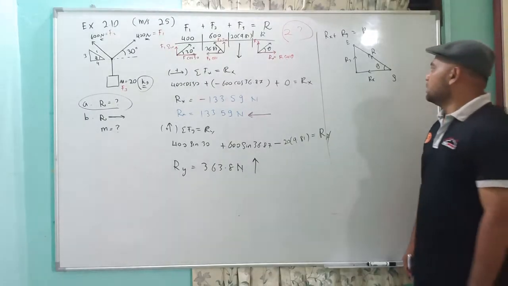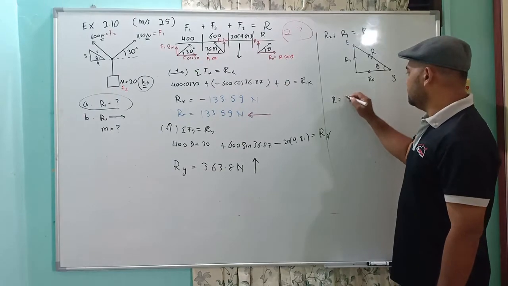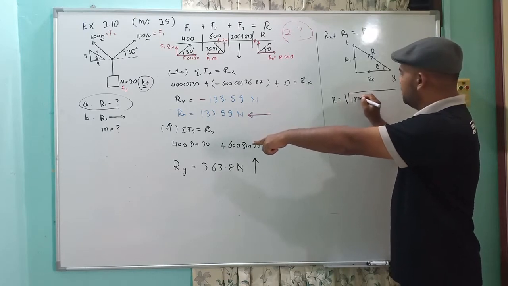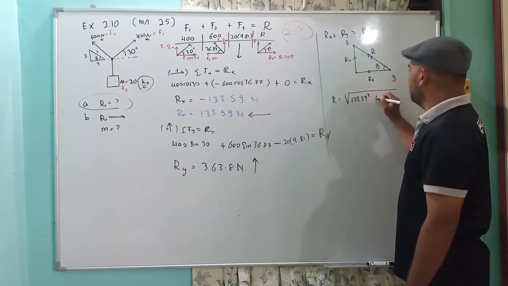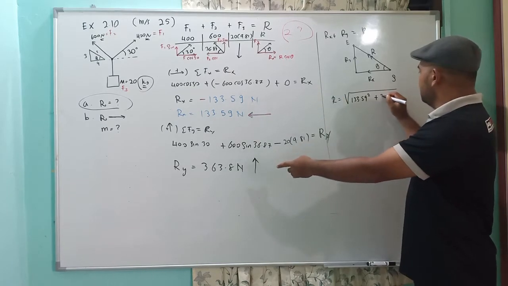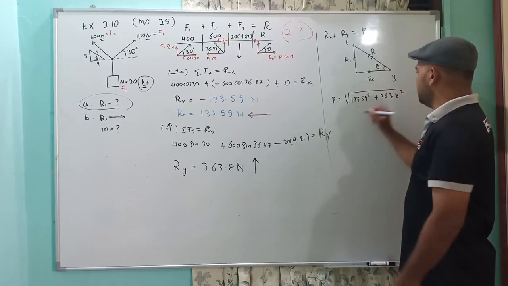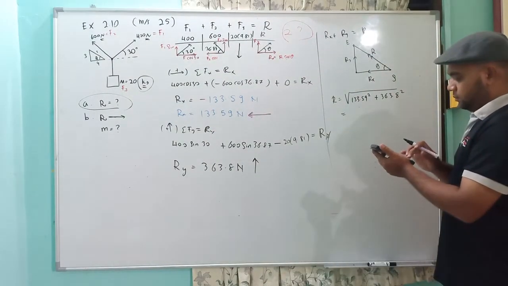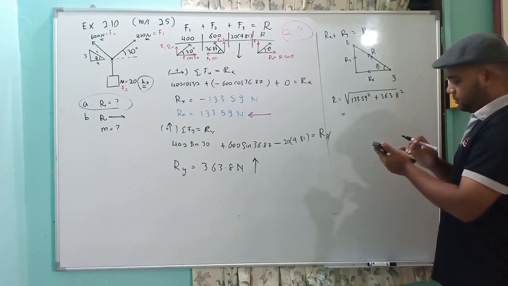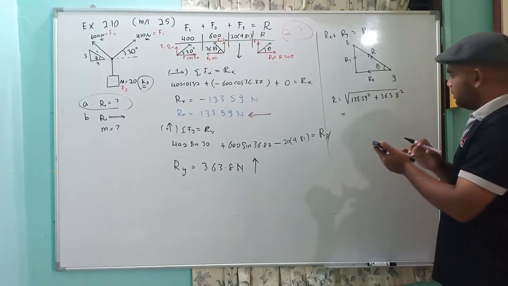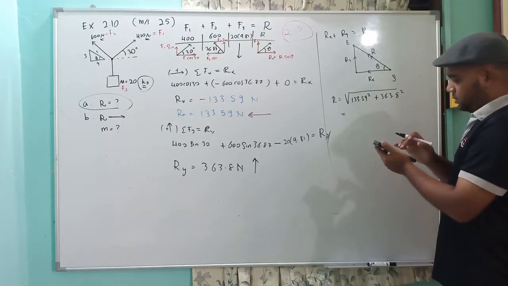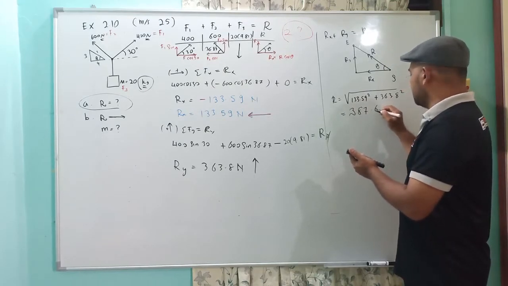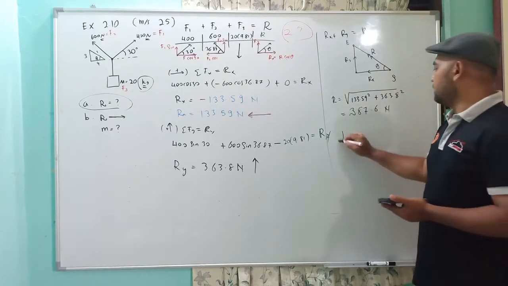Okay, so R is equal to the square root of Rx, 133.59 squared, plus Ry, 363.8 squared. Square root of these two, you get the R. 133.59 squared plus 363.8 squared, you get this square root, so 387.6 Newton.